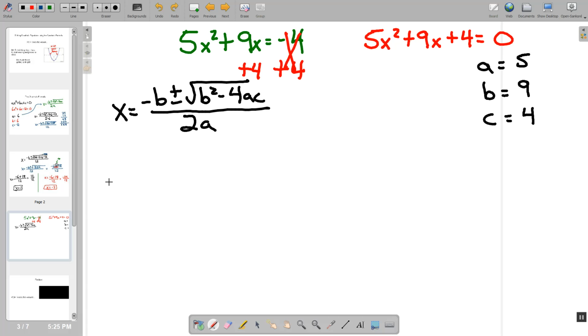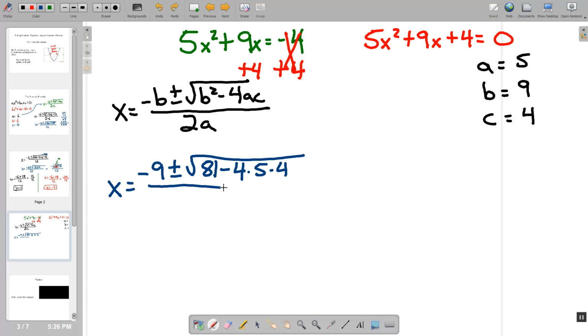Now I have to plug in my a, my b, and my c values to try to solve my quadratic formula. So x is equal to opposite b, which is negative 9, plus or minus the square root of b squared, which is 81, minus 4 times a times c, all over 2a, which is 5.